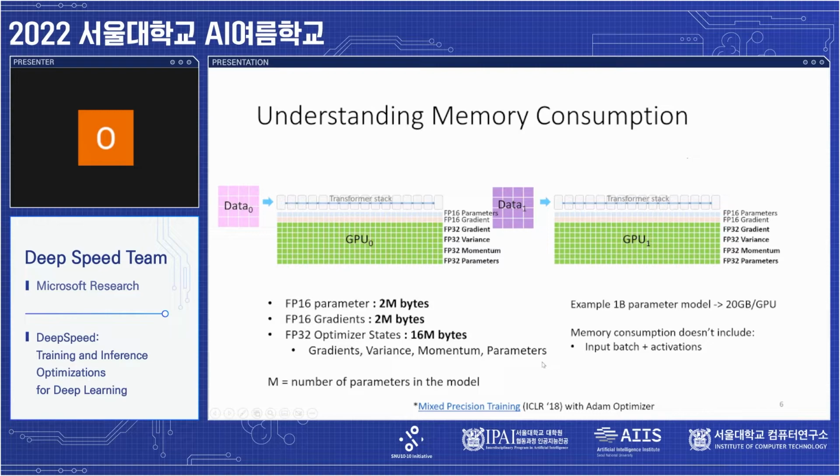Next, please. Which means that a 1 billion parameter model, for example, will take up 20 gigabytes of each GPU memory if we're doing data parallel computing. And keep in mind that this memory consumption does not even take into account things like the memory for the input batch and for the activations.